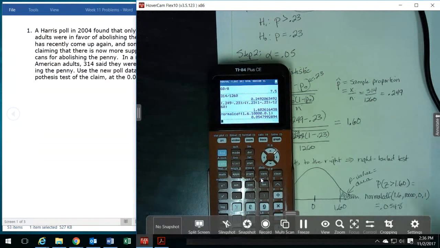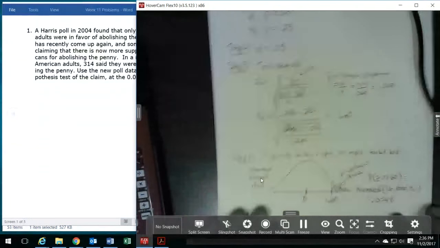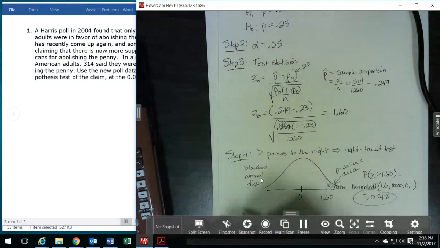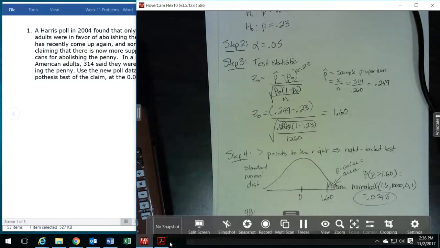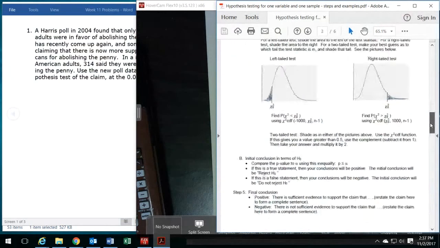Since this is a probability, I'm rounding it to 4 decimal places. Some places in my stat lab, they only have you round it to 3 decimal places. Okay, so this is my p-value. So for part B of this step, this is where I'm going to take my p-value and go back and compare it to my alpha.